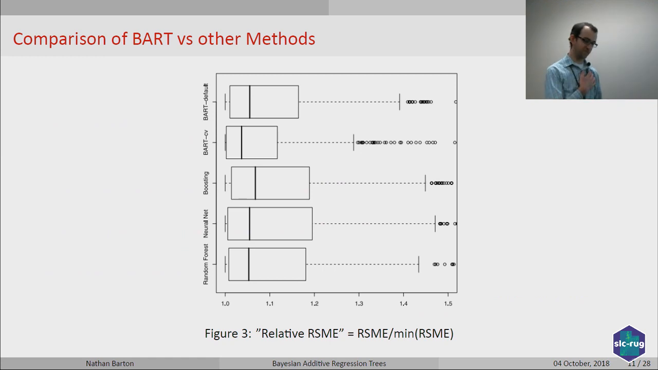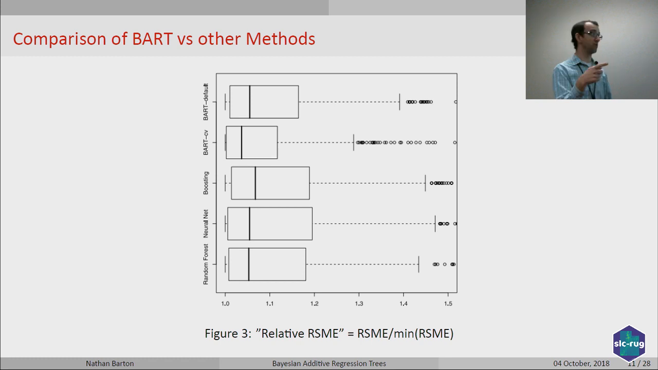So this is just an example of how well BART functions relative to some other machine learning algorithms. The original developers of this approach, in their paper, compared BART to random forest, neural networks, and boosting algorithms. What this is showing is the relative root squared mean error, am I saying that right, which is the mean error divided by the minimum root squared mean error for all of the different models that they ran. And they had 42 different data sets for this.